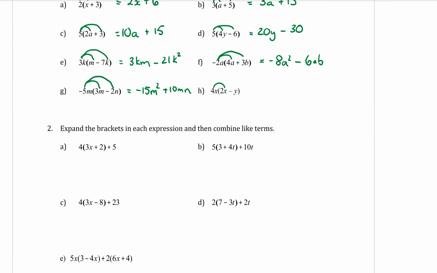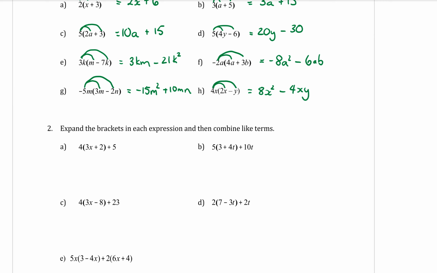4x times 2x. 4 times 2 is 8. And both those 2 x's become an x squared. Then I don't have the funny minus sign at the front anymore doing tricks on me. So this is just normal. The minus sign is going to stay the same. 4x times y is going to be a 4xy. Okay, so as long as you understand that part, we understand how to expand out the brackets.